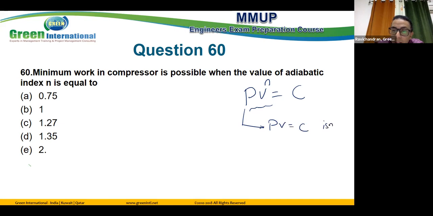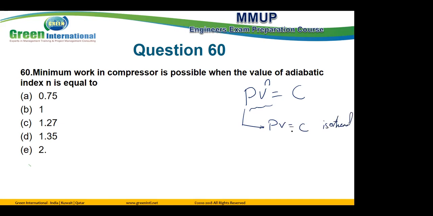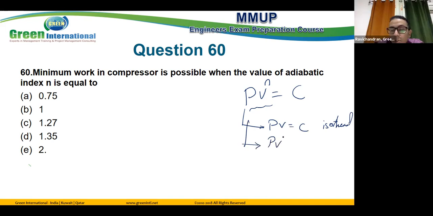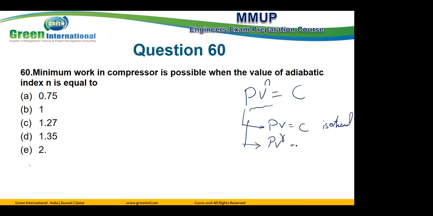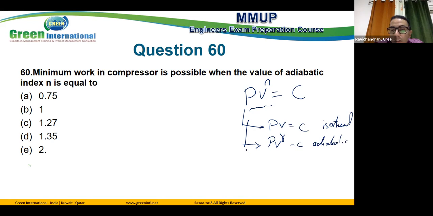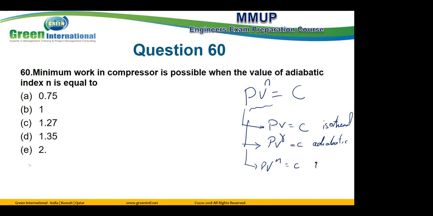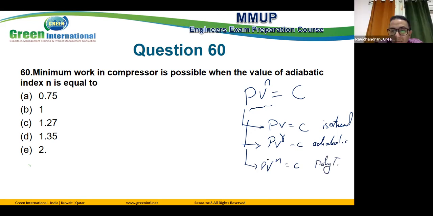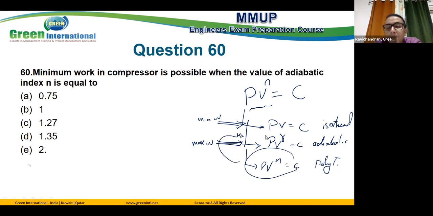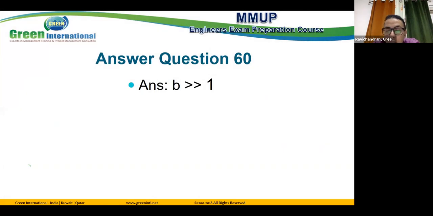This is the isothermal process. Another one is PV to the power gamma equals constant, which is adiabatic. In between is PV to the power n equals constant, the polytropic process, the normal one. This is minimum work, this is maximum work, and this is in between. Clear? So minimum is 1, maximum is 1.4.